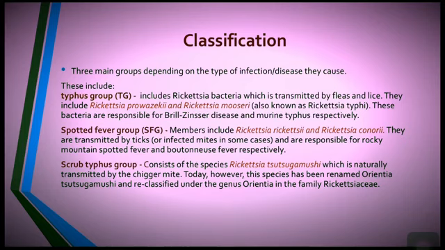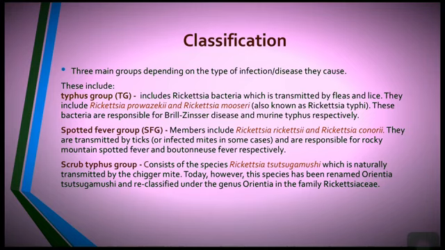Classification. The classification here is based on the type of infection and the disease that they cause. The three main groups for Rickettsia can be identified. One is the typhus group, another is the spotted fever group, and another is scrub typhus. The typhus group includes Rickettsia prowazekii and Rickettsia mooseri, which is also called Rickettsia typhi.